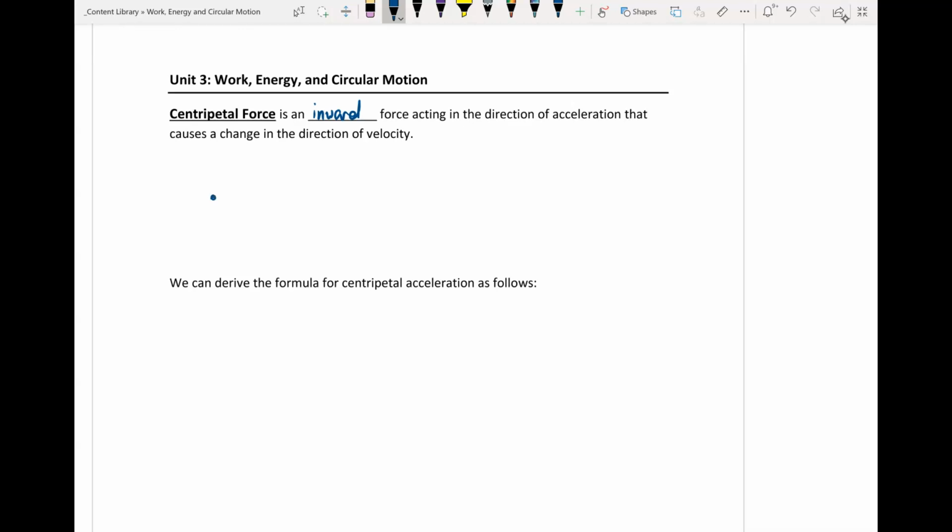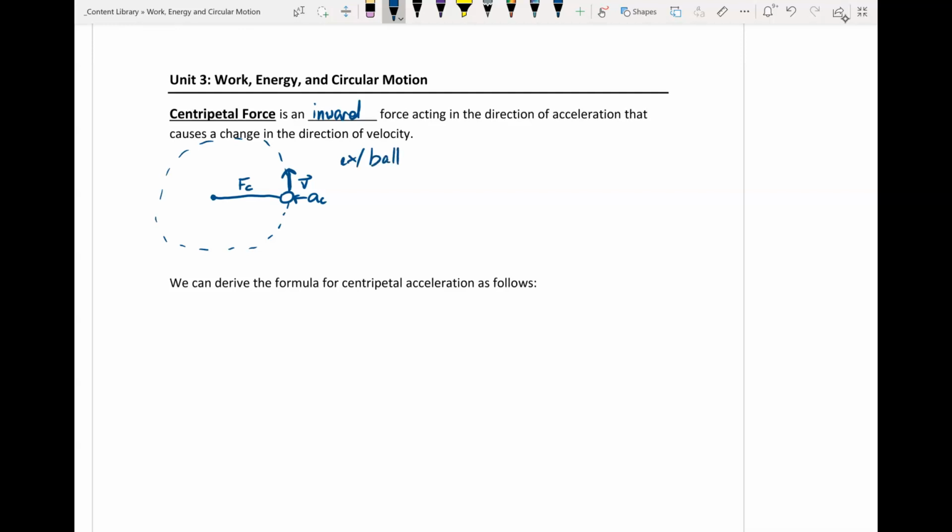Here's a diagram of, let's just say, a ball on a string. We're going to have a tension in the string, and we can call this the centripetal force. Our ball is going to travel in a circle. If we swing this ball that's attached to the string, it's going to have some velocity going around the circle. And it'll also have a centripetal acceleration in the same direction as the centripetal force.